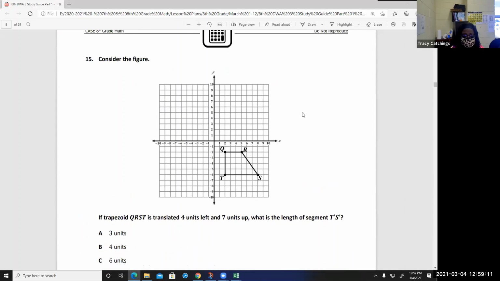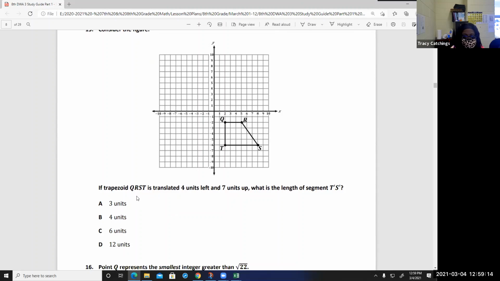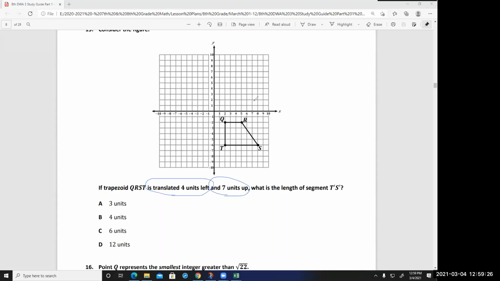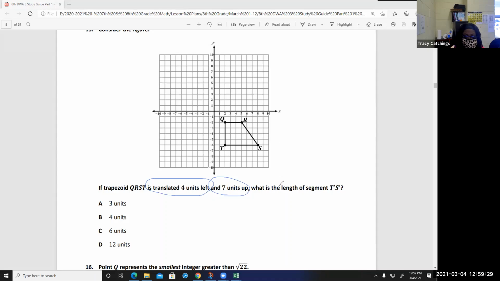All right, number 5 said consider the figure. They said trapezoid QRST is translated 4 units left and 7 units up. What does translate mean? Slide. What letter do we want to look at? Q, R, T, or S? Q. All right. So we're going to take Q. We're going to go 4 left. 1, 2, 3, 4. And they also told us 7 up. 1, 2, 3, 4, 5, 6, 7. Q will be right there, the second Q with the apostrophe. All right. R is 3 units from it.